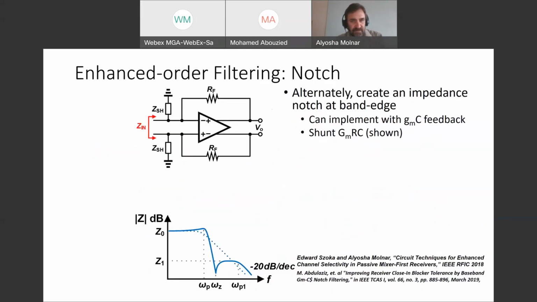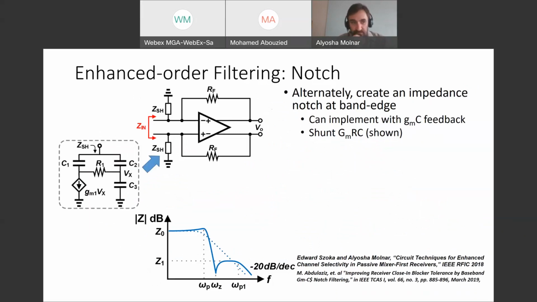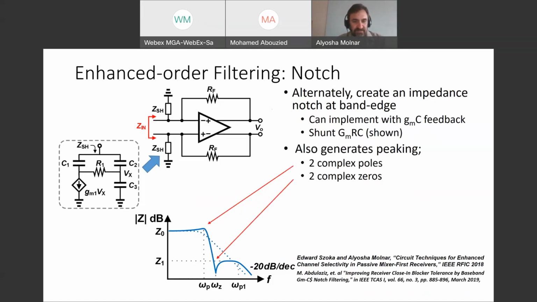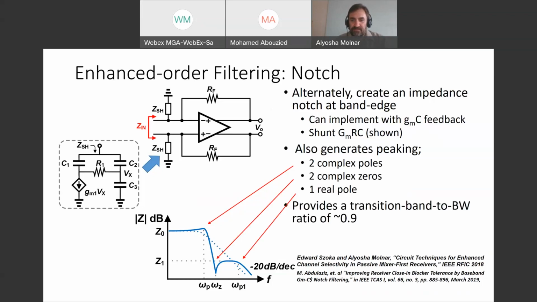A second approach that's been looked at is, instead of putting in just an explicit second pole, you actually put in a notch, and this can be a completely separate shunt function. The structure that works for this is shown on the left here. It's effectively all AC coupled, but has an active circuit that generates that notching function just out of band. Interestingly, it also consequently generates a second pole, actually a complex pair of poles. So you can still get that band edge peaking, but now you also get those complex zeros giving you a notch. This gives you an even better transition band to bandwidth ratio, so you roll off even faster. It's about 0.9 in this case.